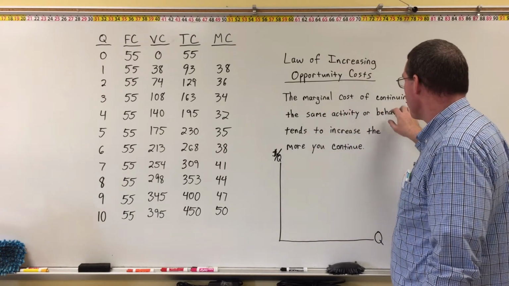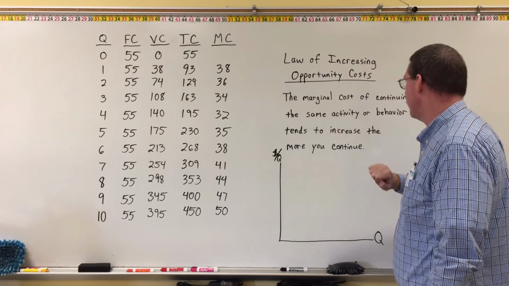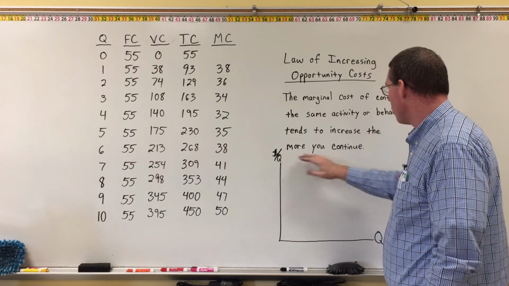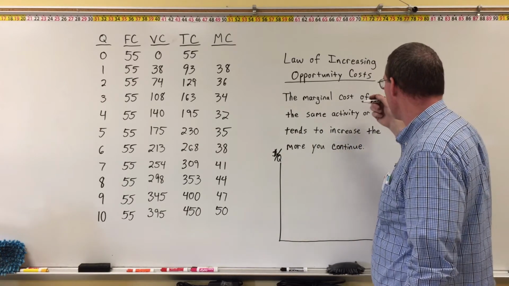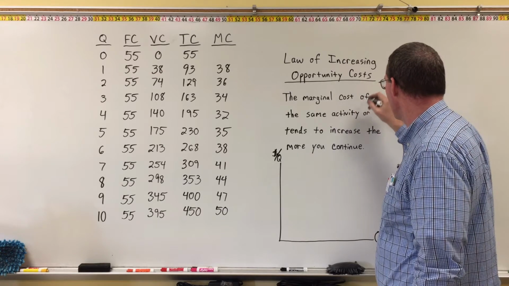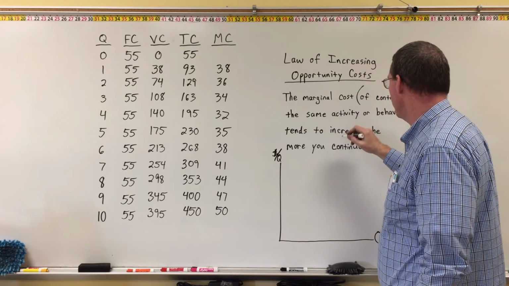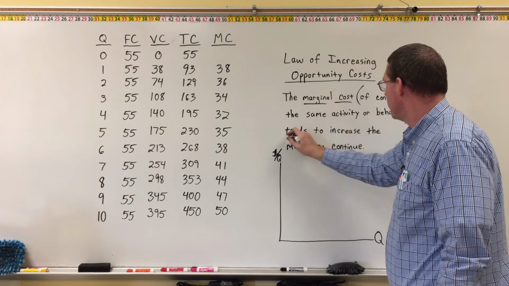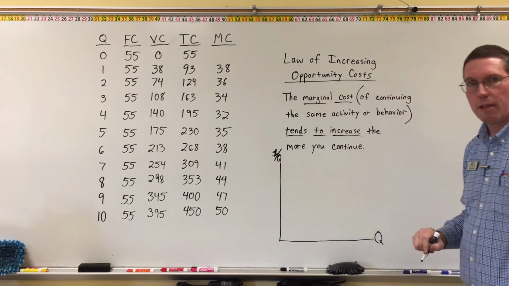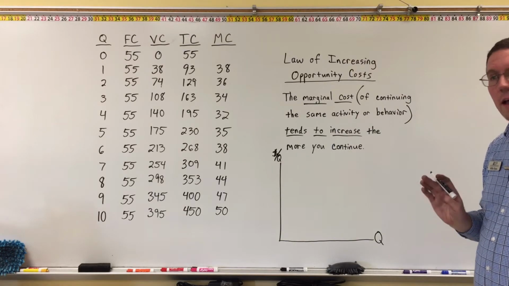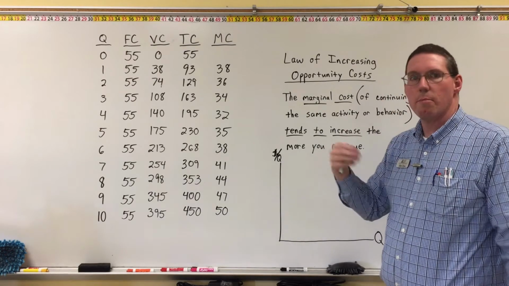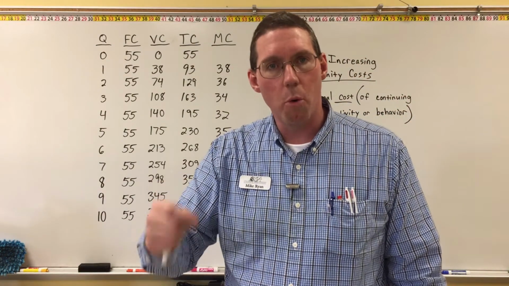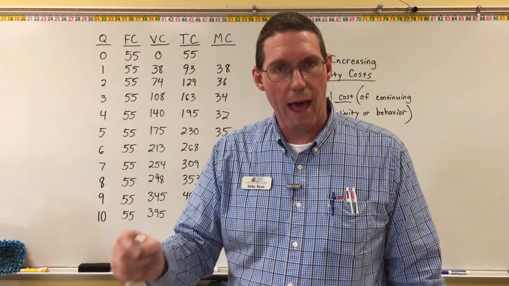That the marginal cost of continuing the same activity or behavior tends to increase the more you continue. Okay, so I'm going to put some parentheses in here. The marginal cost of continuing the same activity or behavior. Marginal cost tends to increase. That's what I'm trying to give you here. As you continue doing the same thing over and over again, it's going to become more and more costly to do that thing.